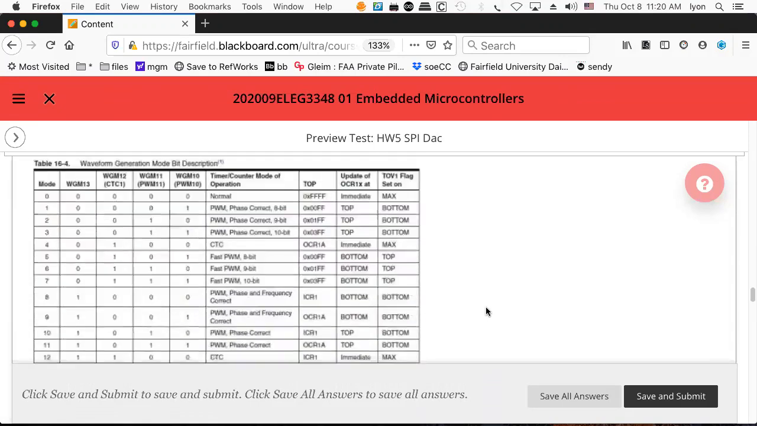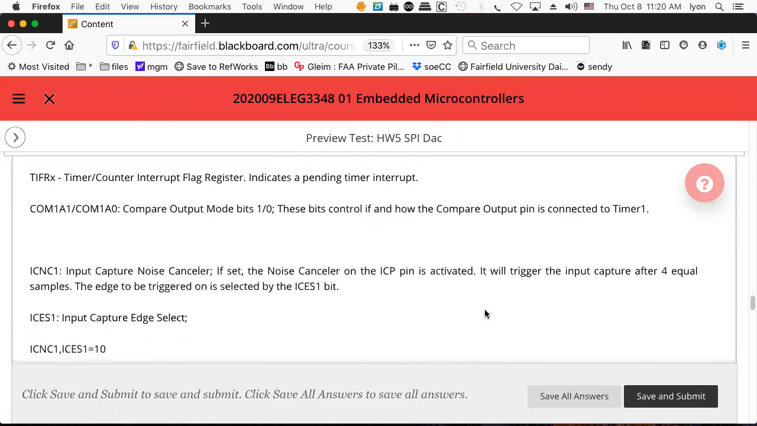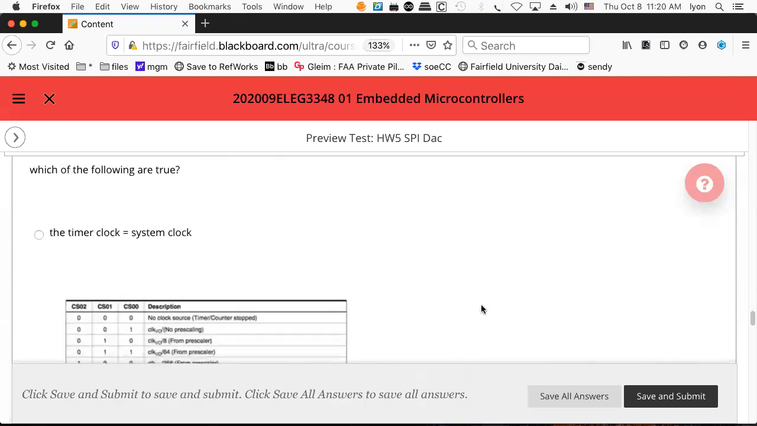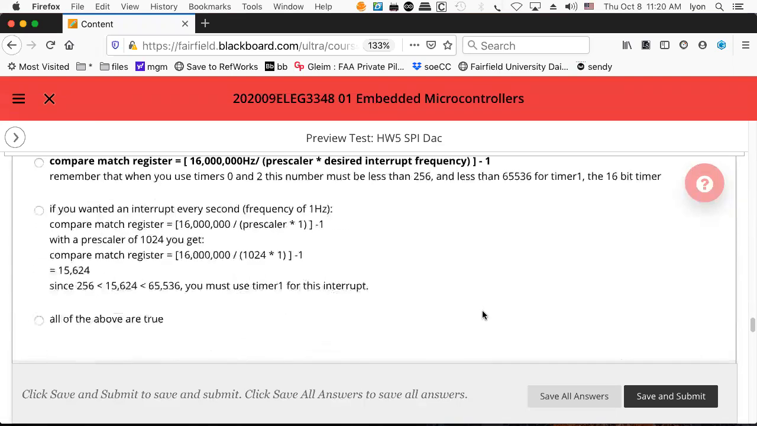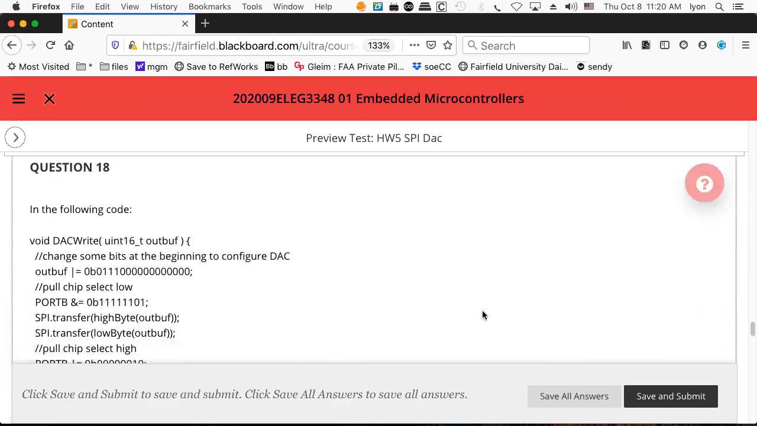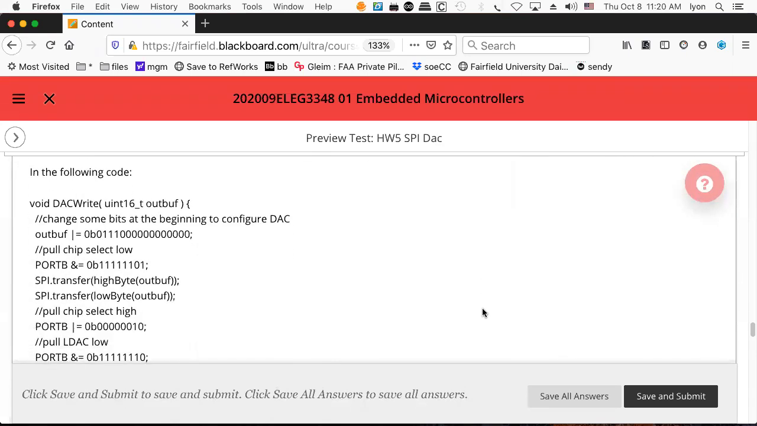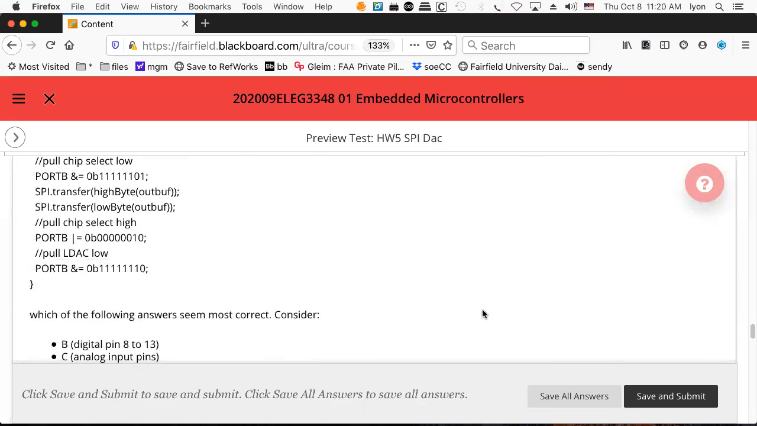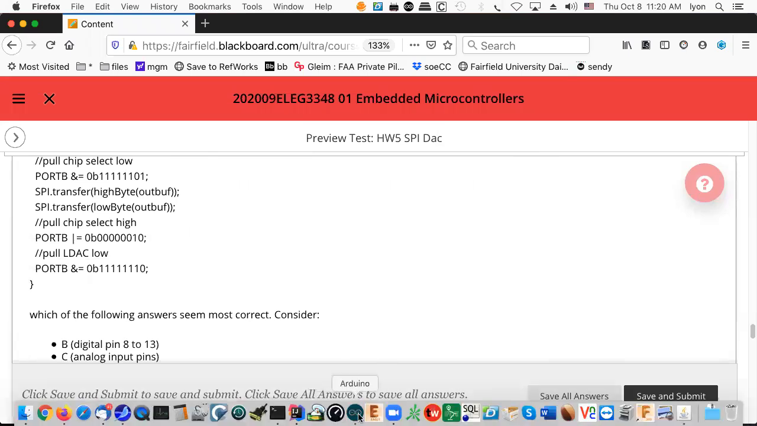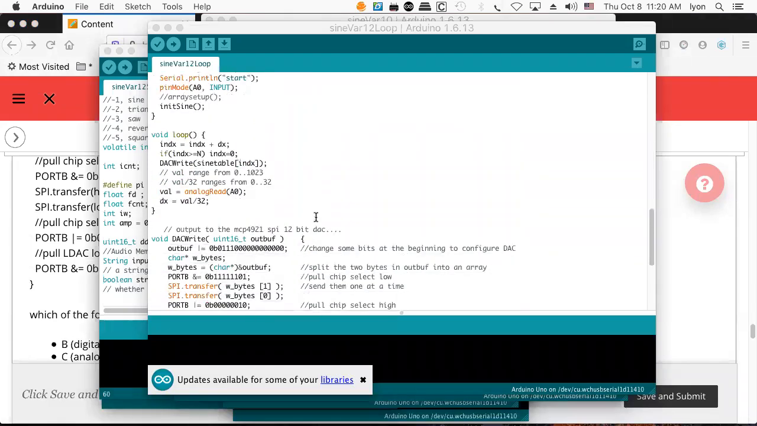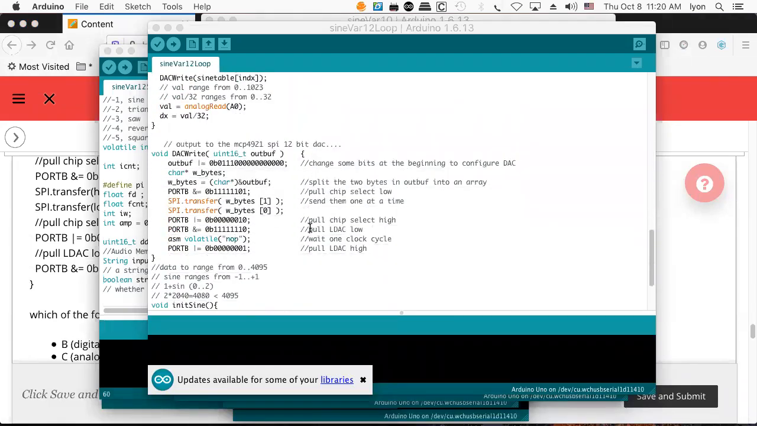Yes. 18 is, you can sort of see I put in a few more things into 17 because it wasn't clear last time. And then 18, in the following code. So here's the actual DAC code, which I think should be the same code as here.